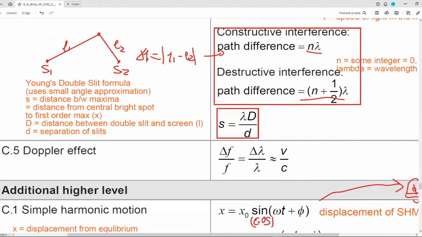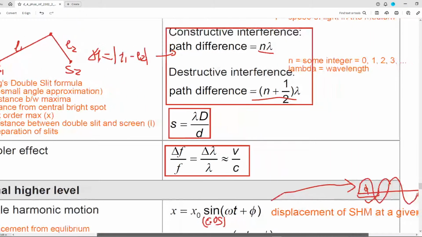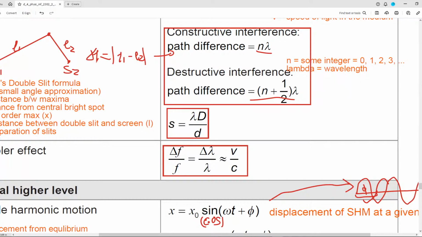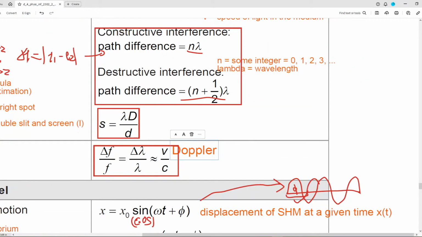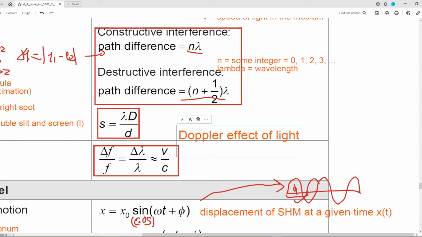The last one is Doppler effect, which is quite interesting because the Doppler effect is in the IB only. Doppler effect is standard level. This is the Doppler effect of light. Okay. So blue shift and red shift. The formula may at first seem like index of refraction, but there's no refraction going on here. It's just a matter of things moving away and moving towards.